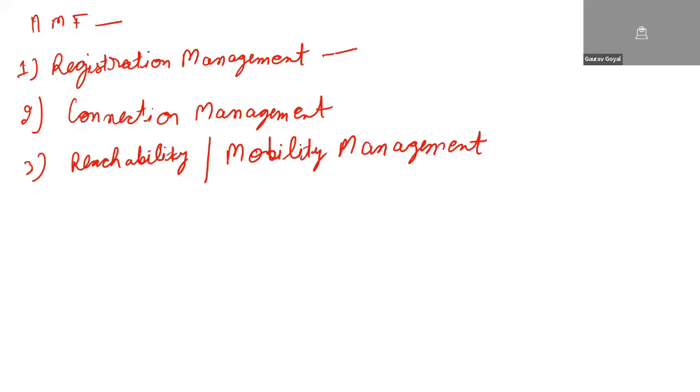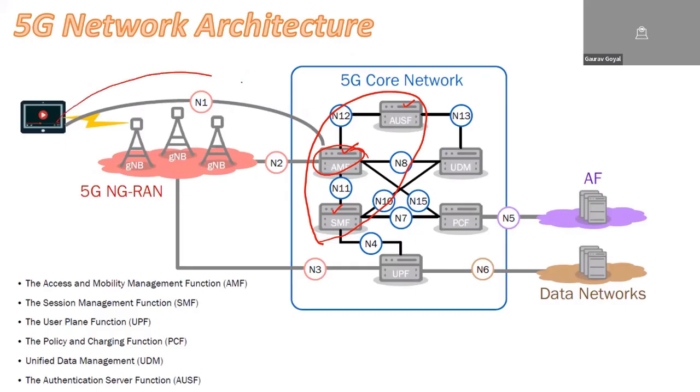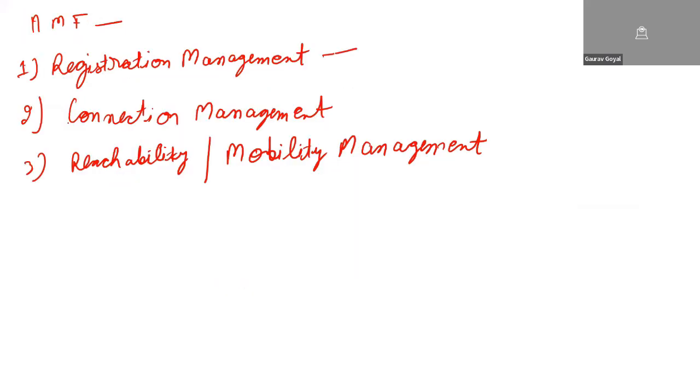This is used to establish and release the control plane signaling between the UE and the AMF, that is across the N1 interface. You can see here we have the N1 interface between UE and the AMF. Then we have reachability management. This is used to ensure that the UE is reachable. What does it mean? It means that UE can be paged. The AMF supports reachability management by storing the location information as part of UE context.